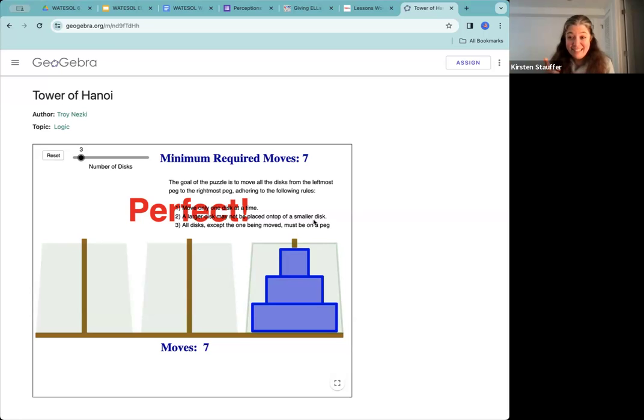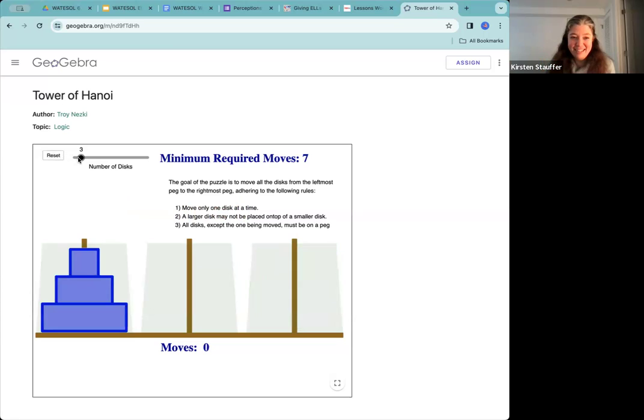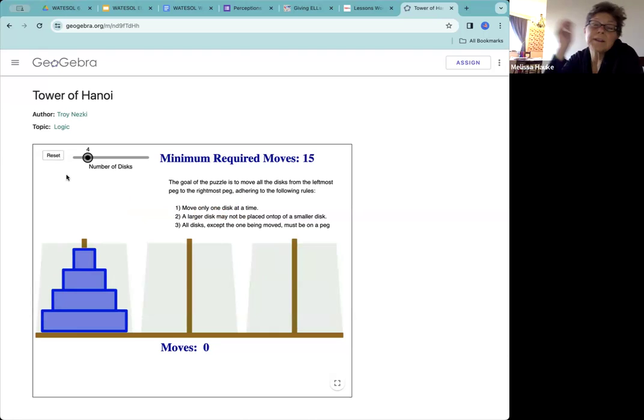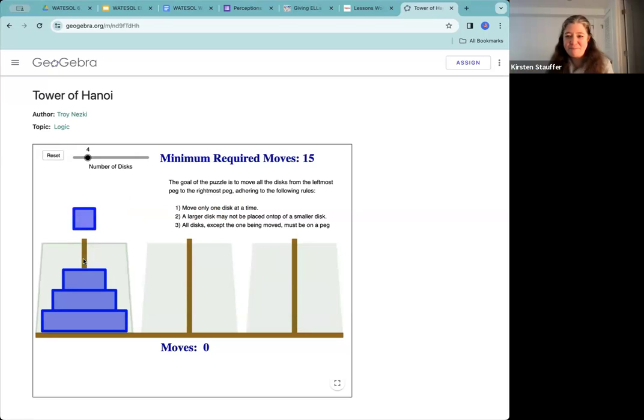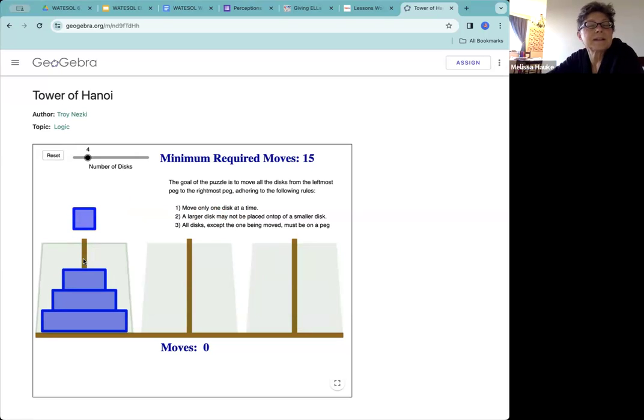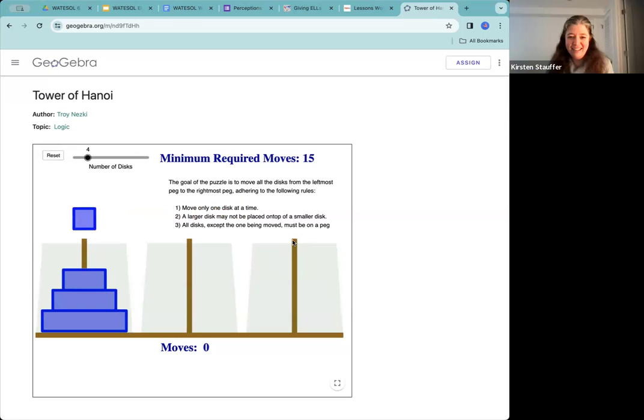Now, let's make it more challenging. Let's reset it. And let's do 4. So now we have 15 moves. Well, the little one, we can move it to either of the 2. Which one would you like to move it to? I don't think it matters. Have it all the way to the right, I guess. Okay.